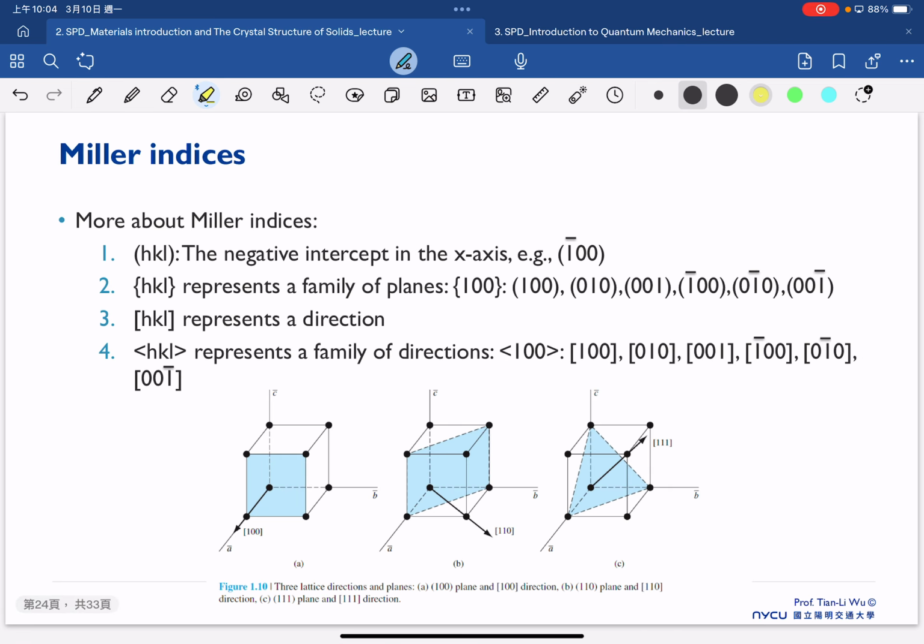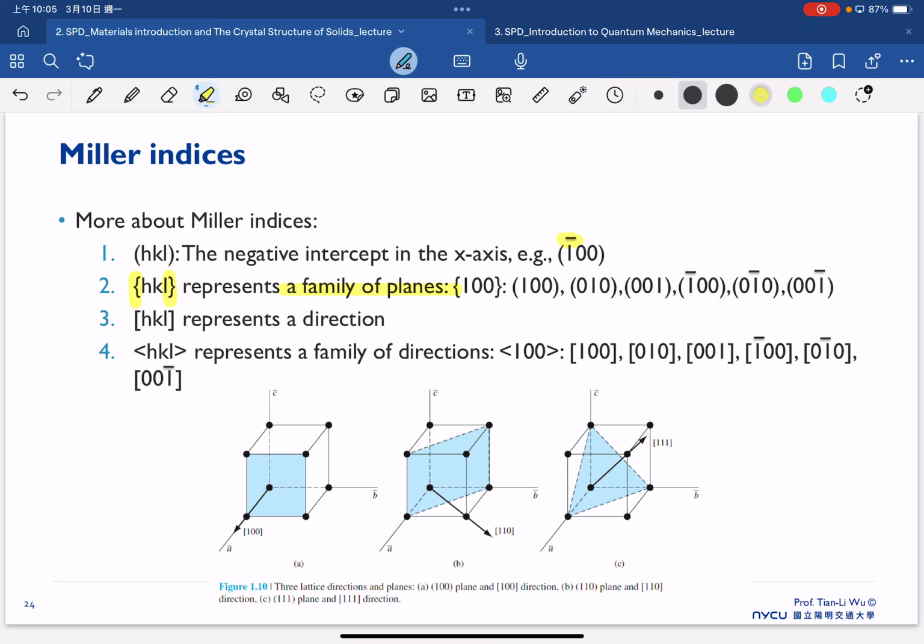And of course, there are some more details about the Miller index here. As I say, usually we use a small bracket here. If we have the hat here, that means this is a negative intercept in one particular axis. And if we use this kind of bracket, that means this represents a family of planes, which is a combination of all these planes.